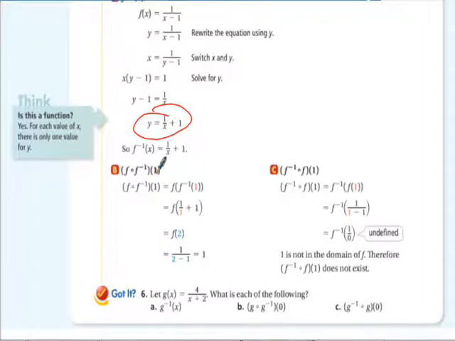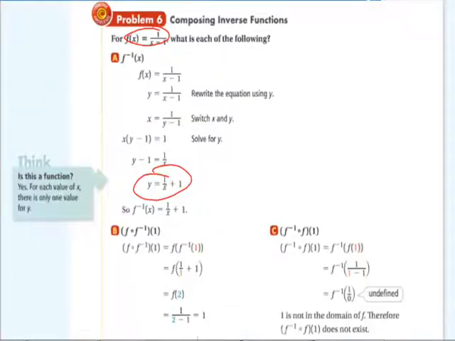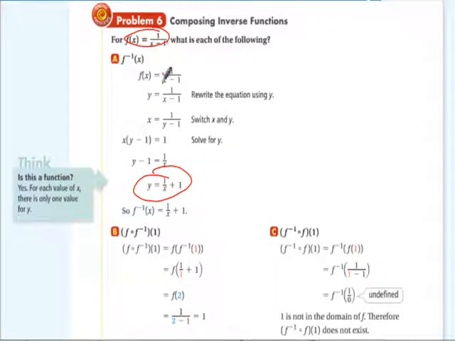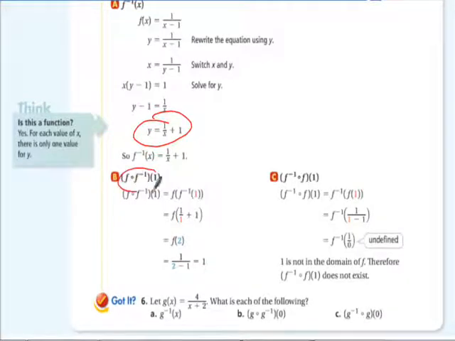Now, we want to put 1 in as a composite. So first we're going to put 1 in the inverse, and we get 1 over 1 plus 1, which is 2. Then we're going to put that 2 back into the original, and we get 1 over 2 minus 1, which is 1. Okay? So this is 1. When we do it in the opposite direction, we get 1 over 0, which does not exist. Therefore, the composite, in this case, does not exist. All right?